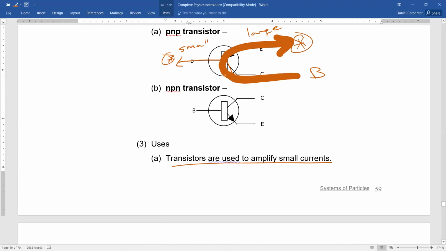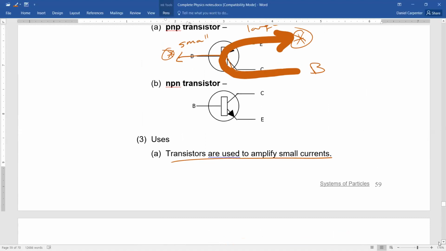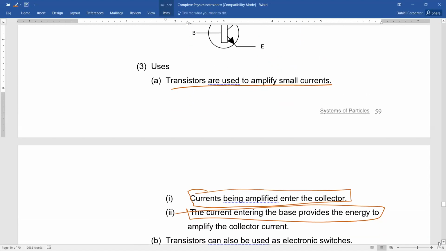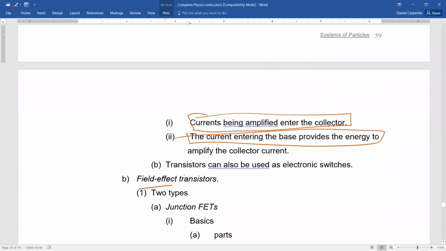It should have been the small current going this way and the large current coming that way. Like I said, my dyslexic mind has a hard time keeping this straight. Transistors can also be used as electronic switches, just by allowing the circumstances that allow the small current to flow, which will then turn on the large current.